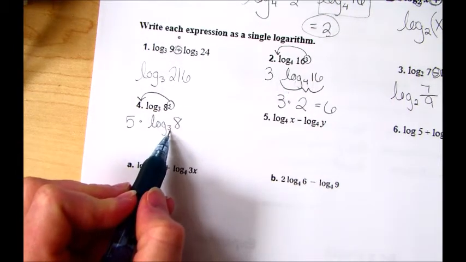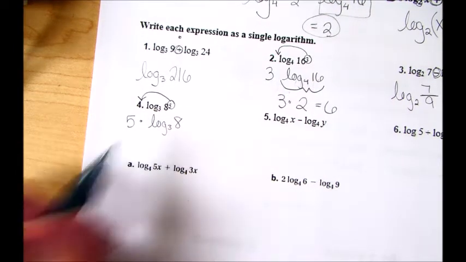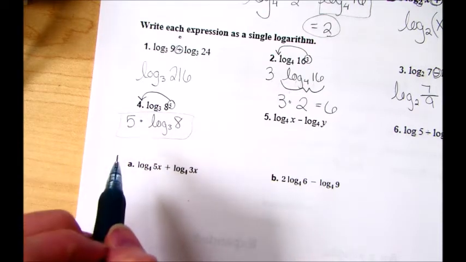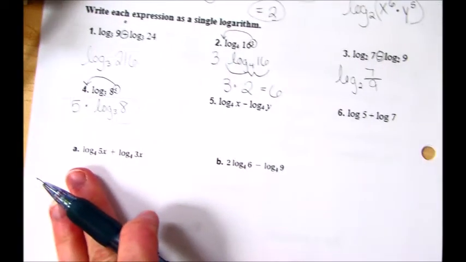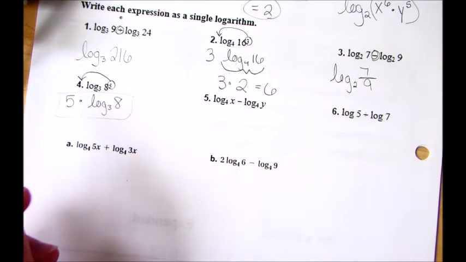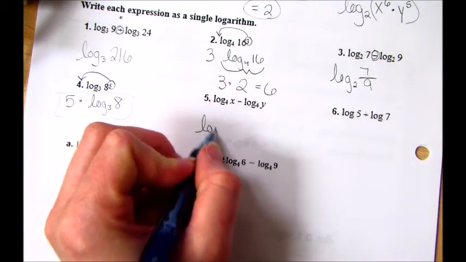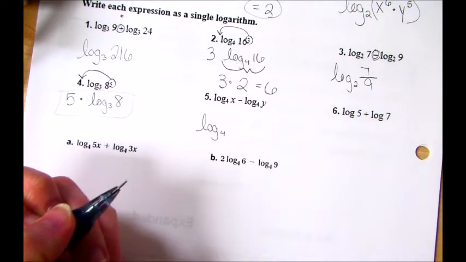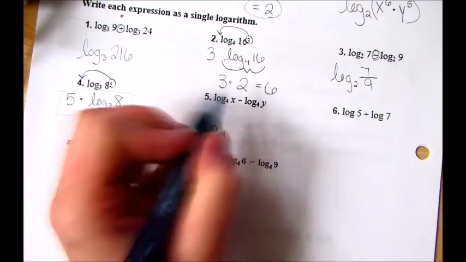There is no 3 to any power that gives you an 8, so we can leave it alone like this. Let's go to number 5. Again, this is kind of a weird problem, but number 5 is something you're going to see in your homework. Here's your single log with a little 4 as the base.